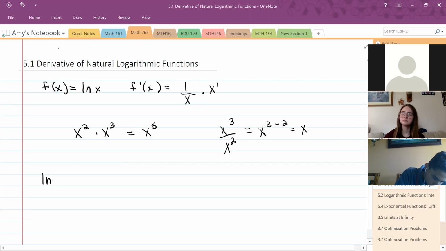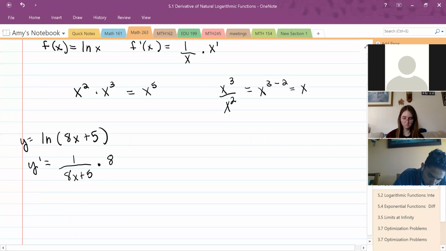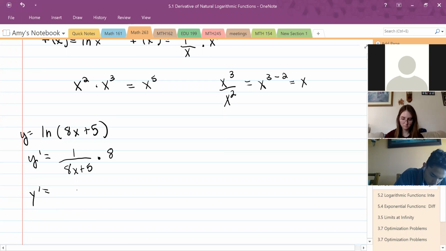So let's look at this example. If you have ln of 8x plus 5, and we need to take the derivative of that, then it's 1 over 8x plus 5 times the derivative of the inside. What's the derivative of 8x plus 5? 8. And then you can reduce that to the derivative is 8 over 8x plus 5. That's it for that one.